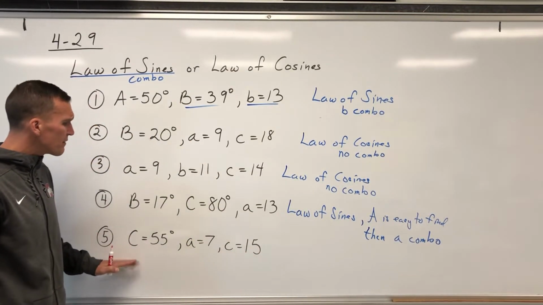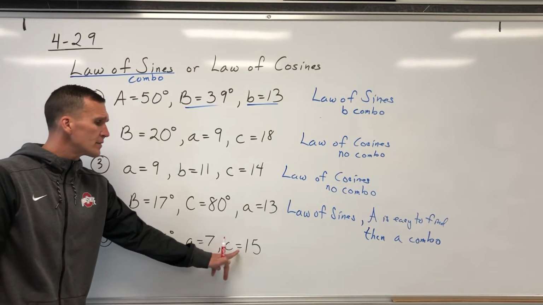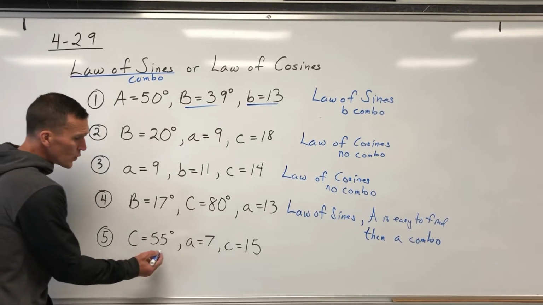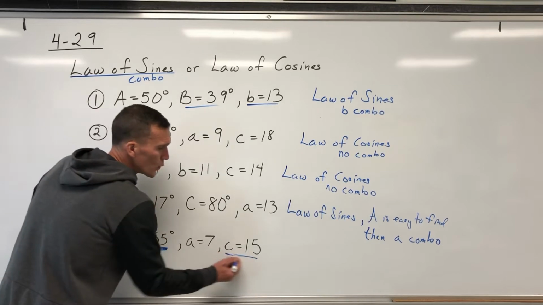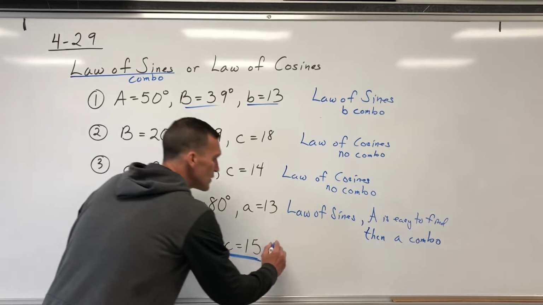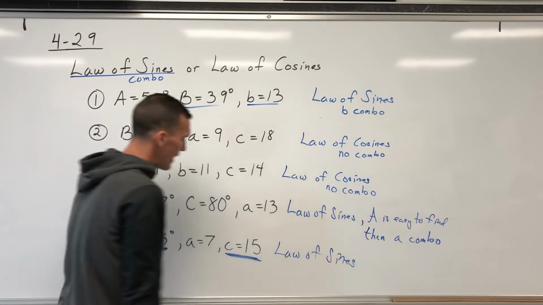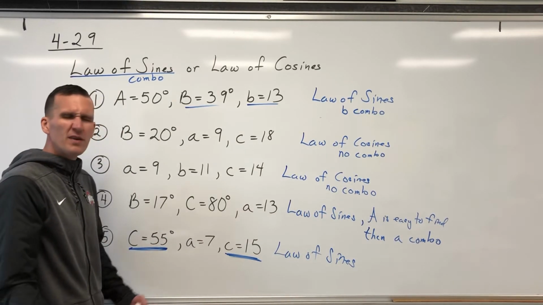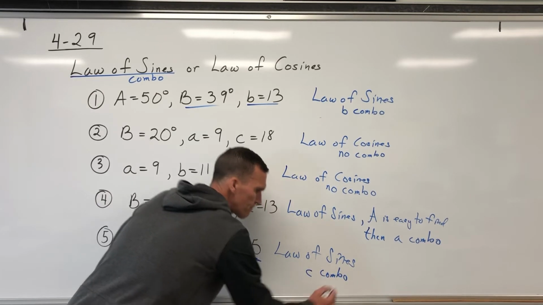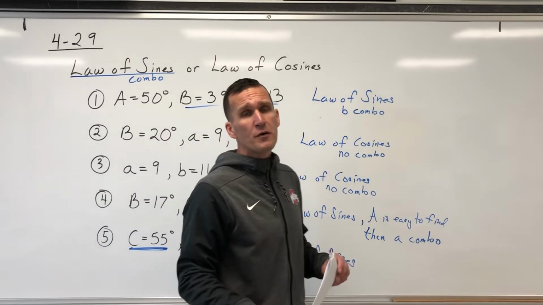And then number 5, we got angle C is 55 degrees, little a is 7, and little c is 15. This is another one that is hopefully pretty obvious. We got angle C, we got side C, so we definitely have a combo. So this is the law of sines. And if you underline that, that could be a good rationale, but at least maybe you still see that it's the C combo.